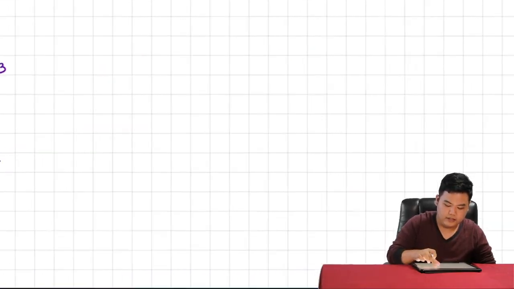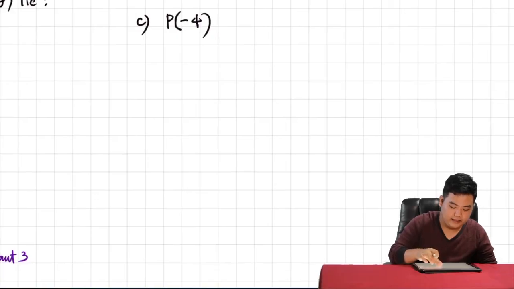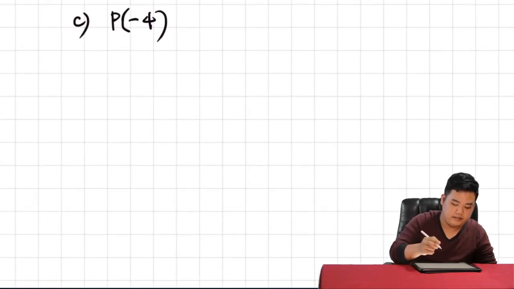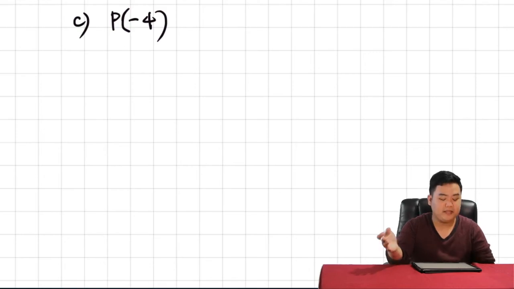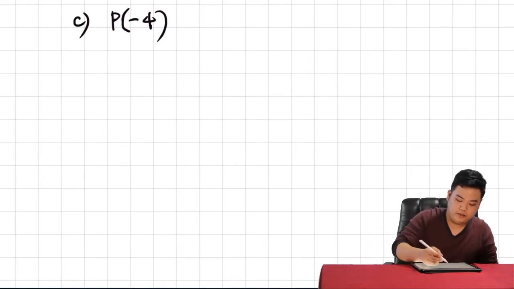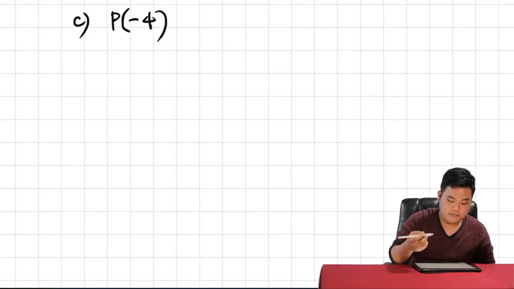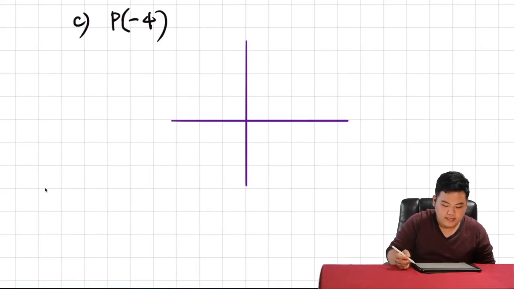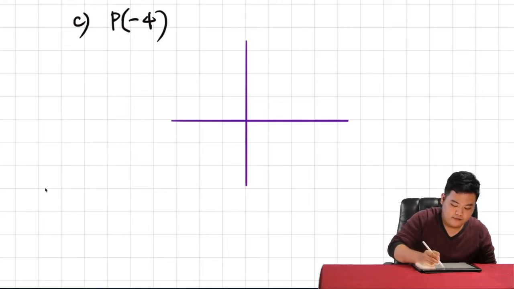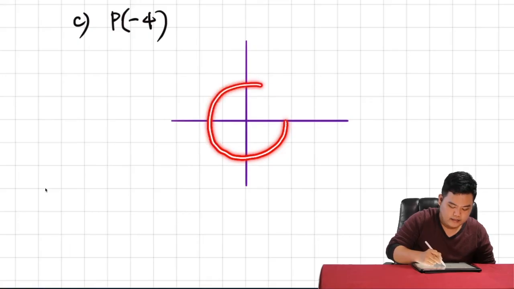Okay, let's do some, etong huling example natin dun sa pag-determine ng quadrant. P of negative 4. So, first time natin makita na walang pi. Pero okay lang kahit wala tayong nakikitang pi. We will do some tansya-tansya. Okay, so it's negative. Negative 4 is negative. So, ang pag-trace natin is clockwise.